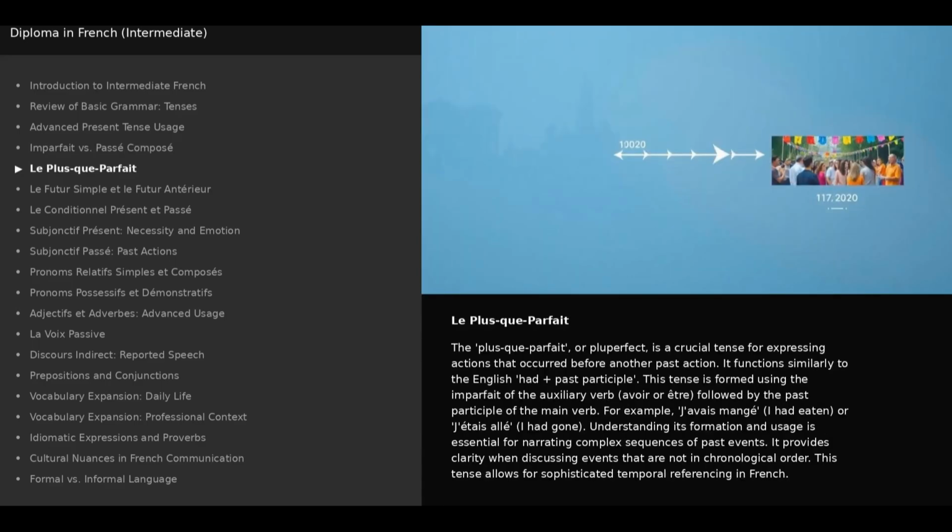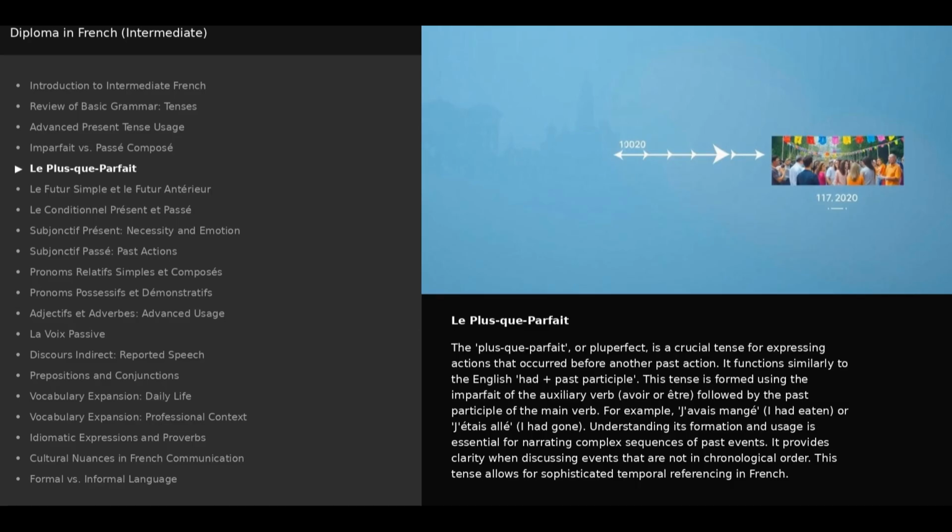Le plus que parfait. The plus que parfait, or pluperfect, is a crucial tense for expressing actions that occurred before another past action. It functions similarly to the English had plus past participle. This tense is formed using the imparfait of the auxiliary verb, avoir or être, followed by the past participle of the main verb. For example, j'avais mangé, I had eaten, or j'étais allé, I had gone.